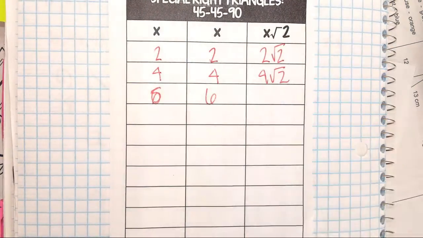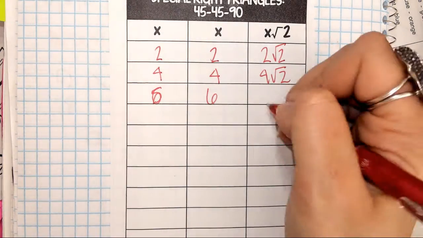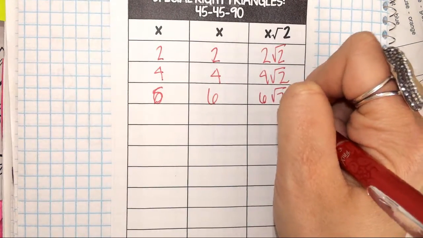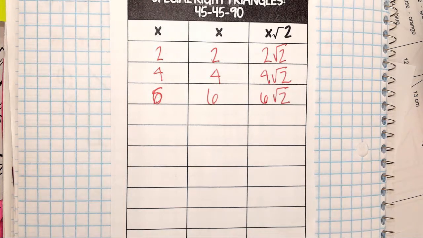6 and 6. What would it be? 6 root 2 is how we say it. You just keep going to 2 in every one. There's going to be a root 2 in every one, which is what I said a minute ago.